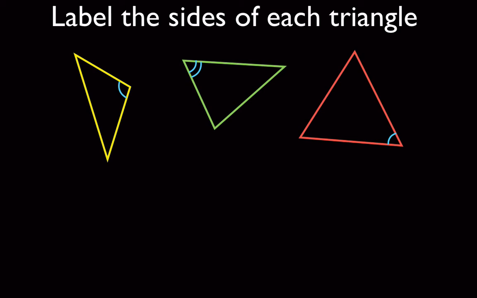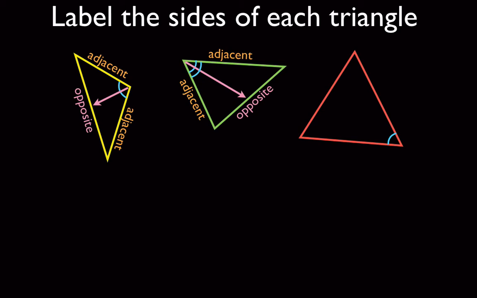Okay, so we'll go ahead and start on the first one. If you follow that arrow out, that's going to be your opposite side, which means the other 2 are adjacent. Following the arrow out again, that becomes your opposite side, and the other 2 are your adjacent. And the last time, following your arrow out, that one is your opposite, and the other 2 are your adjacent. Okay, so it's as simple as that.